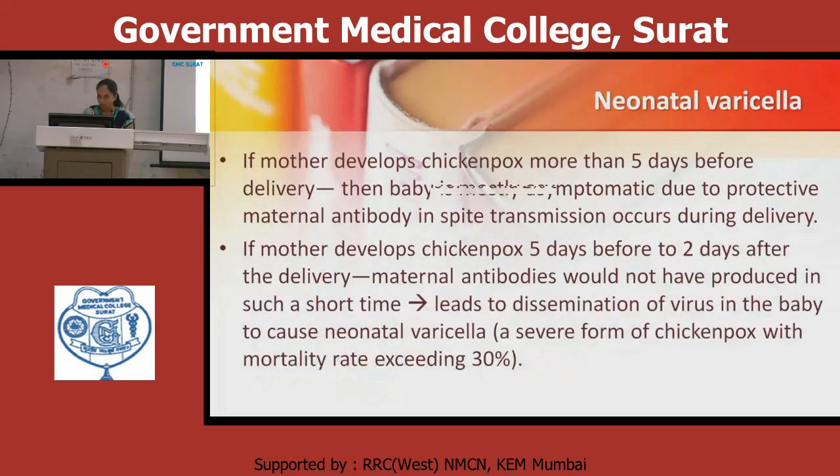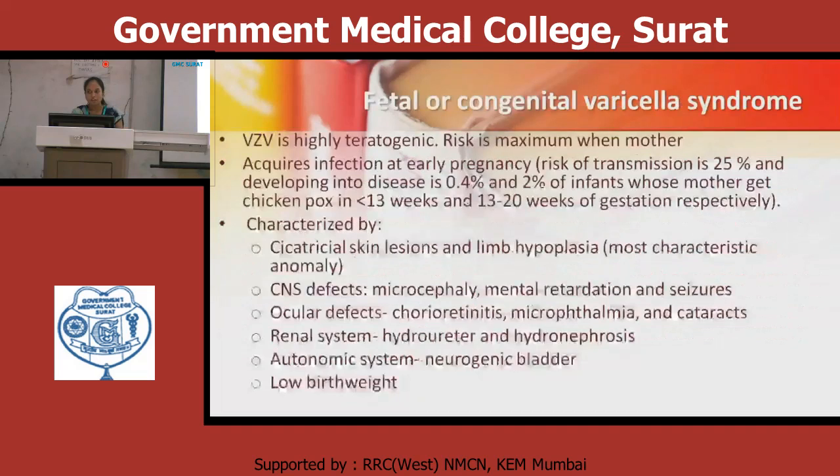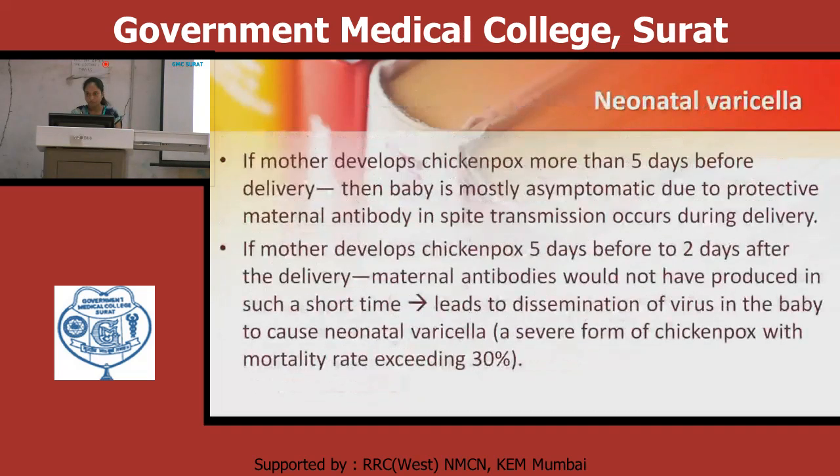Neonatal varicella occurs if mother develops chickenpox more than 5 days before delivery. Then baby is mostly asymptomatic due to the protective maternal antibody transmitted across the placenta during the delivery. If mother develops chickenpox 5 days before to 2 days after the delivery, maternal antibodies would not have been produced in such a short time, leading to dissemination of virus in the baby to cause neonatal varicella.